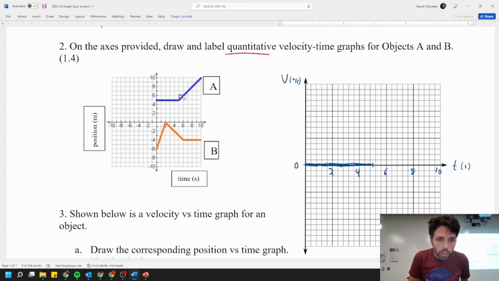So up 1, over 1, up 1, over 1, up 1, over 1. So the slope is 1. So if the slope is 1, the velocity is also 1. So this is a velocity time graph.